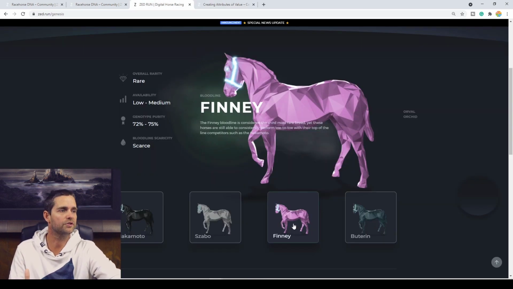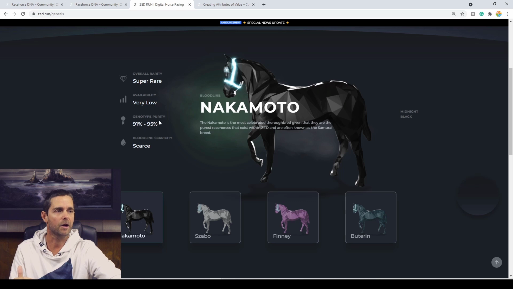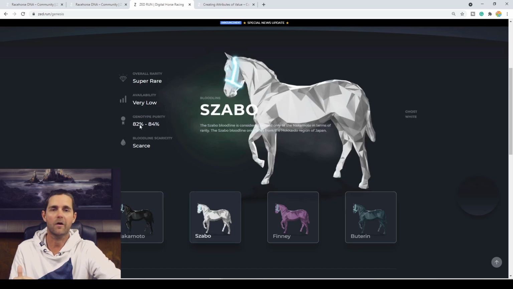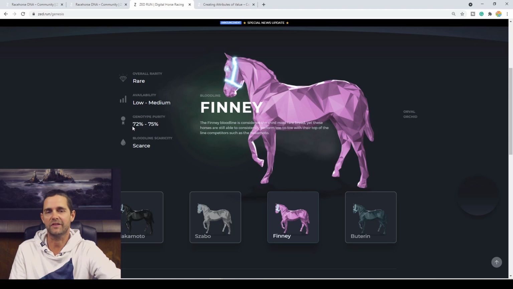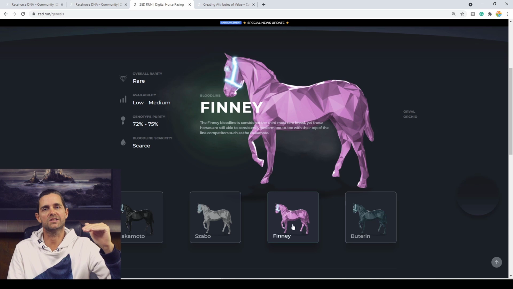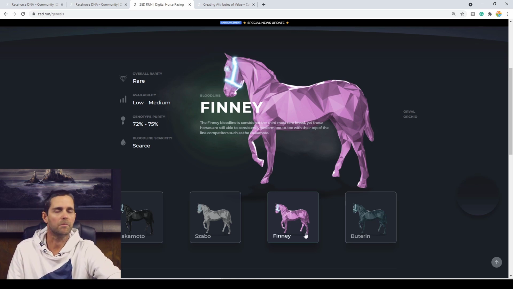And you can also see, whilst we're on Finnies, that their genotype purity drops from Nakamoto, 91 to 95, Zabo, 82 to 84, Finny, 72 to 75. We're getting less and less purity of that original bloodline. We don't exactly know why that is super important, but again, the Finnies are probably slightly less consistent at producing champions as the Zabos are, and then the more dominant Nakamotos are. On a Genesis level, we don't know how the breeding works exactly yet.